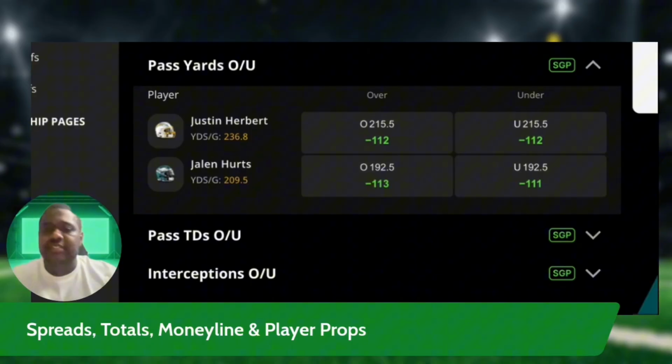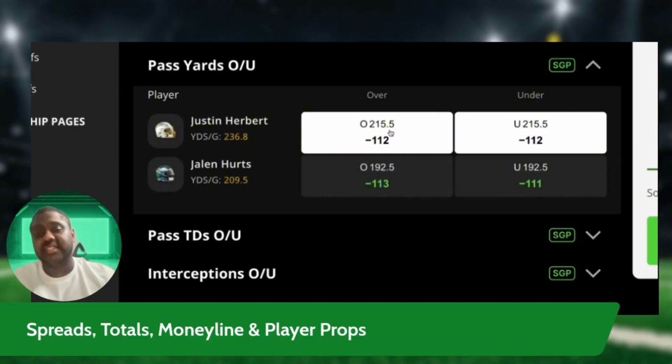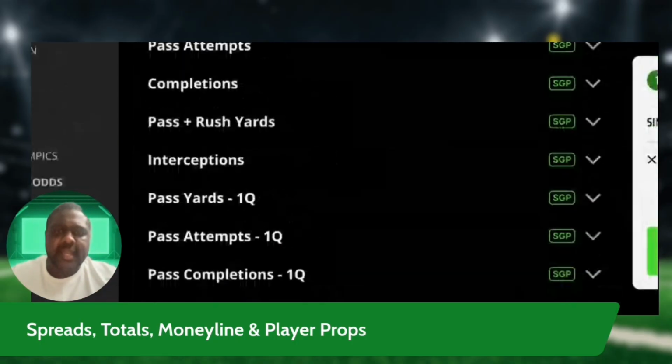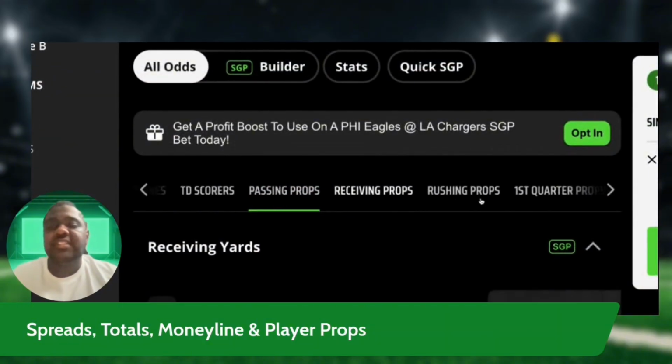Same thing with Justin Herbert. If you think he's going to throw for 216 passing yards, you take the over. If you think he's not going to throw for 216, it's going to be under, you take the under. And I'll show you guys another player prop. We can go to receiving props, right?